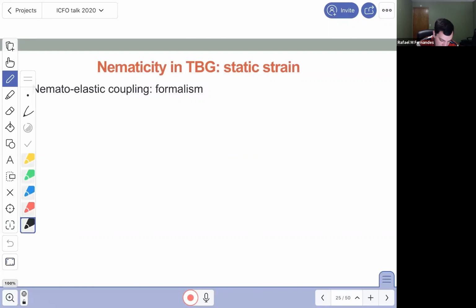Okay, this was the picture. Now I want to introduce the formalism where we can understand these effects. Okay? So to do that, I need to introduce what is strain. And I'm going to do this very quickly. So the idea is the following, right? The quantity that I want to define before introducing strain is the displacement vector.